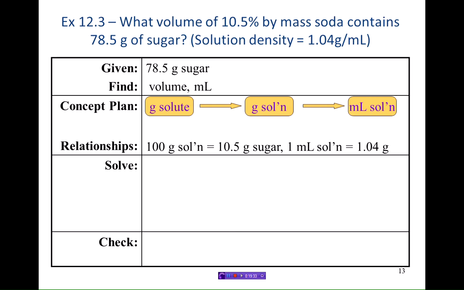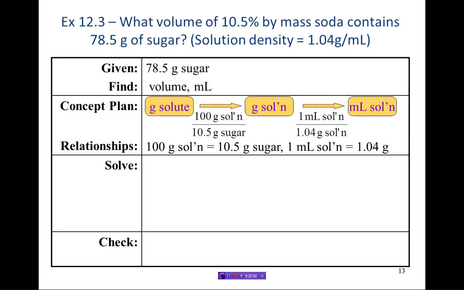Or another way of looking at that, 1 mL of solution equals 1.04 grams. Oh, sorry, that's the density. 1 mL of solution equals 1.04 grams. So if we start from our grams of solute, use our concentration, we can convert to grams of solution. And then once we have our grams of solution, we can then use the density to get the mLs of solution. So that's our plan of attack.